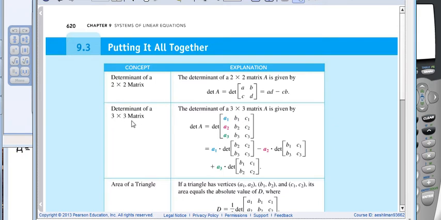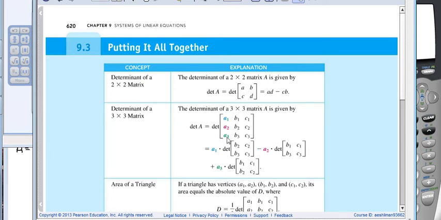Okay, so again on page 620, determinant of a 3 by 3 matrix. Yikes, look at all this. What you want to do is make sure that you're following this exactly. I take A1, which is the blue, times the determinant of this bottom right corner, a 2 by 2. Then I subtract the pink, A2, multiplied by the determinant of these two and these two. And then I add A3 and multiply that by the determinant of this upper right corner.